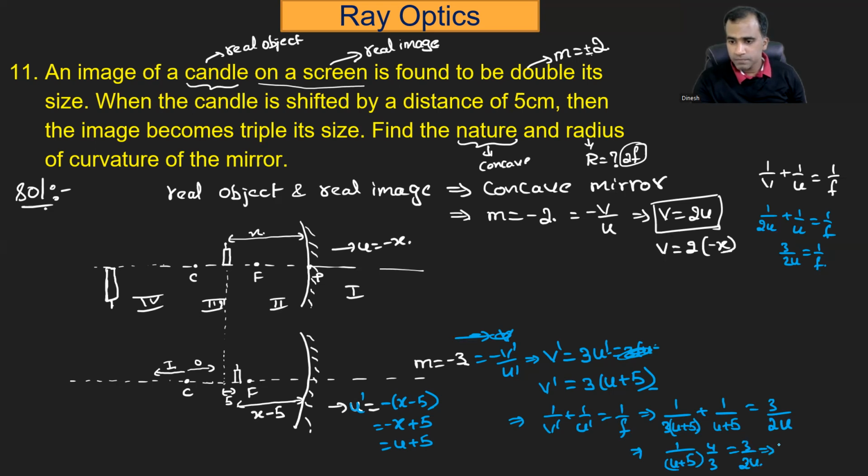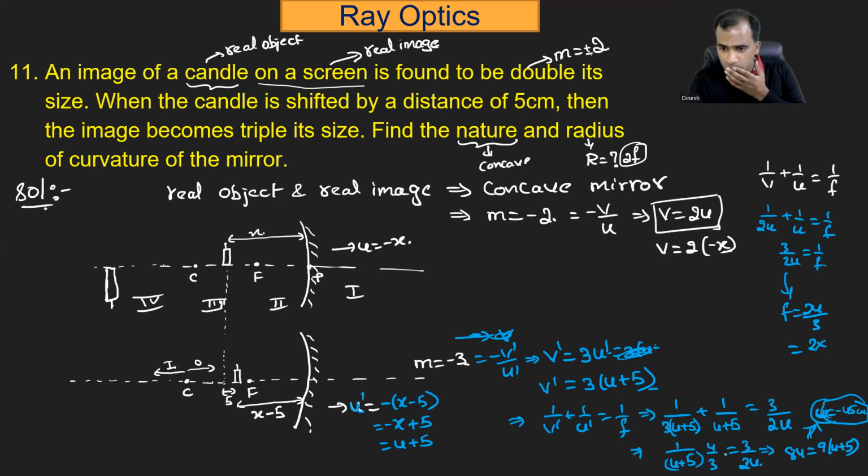3 threes are 9, onto one side: 9 into u plus 5 on one side. This u plus 5 onto the other side, 3 onto the other side. 3 threes are 9. 9 into u plus 5 is equal to 2u into 4, which is 8u. So 8u onto the other side becomes u is equal to 9 fives are 45. It is minus 45 centimeters. Is that okay? u is minus 45 centimeters, but we don't want u, we want f. f is equal to 2 times u by 3.